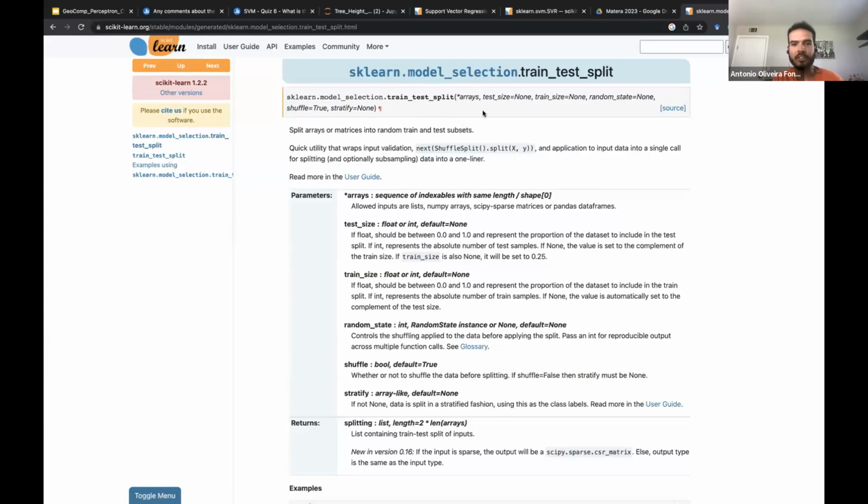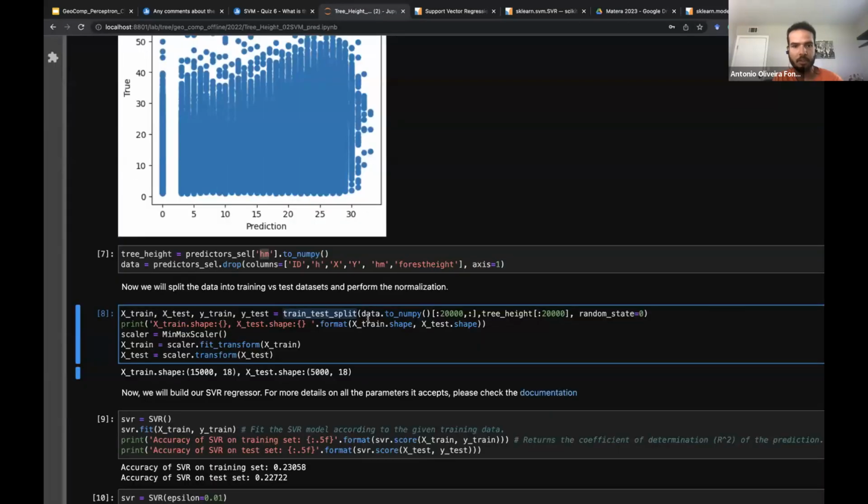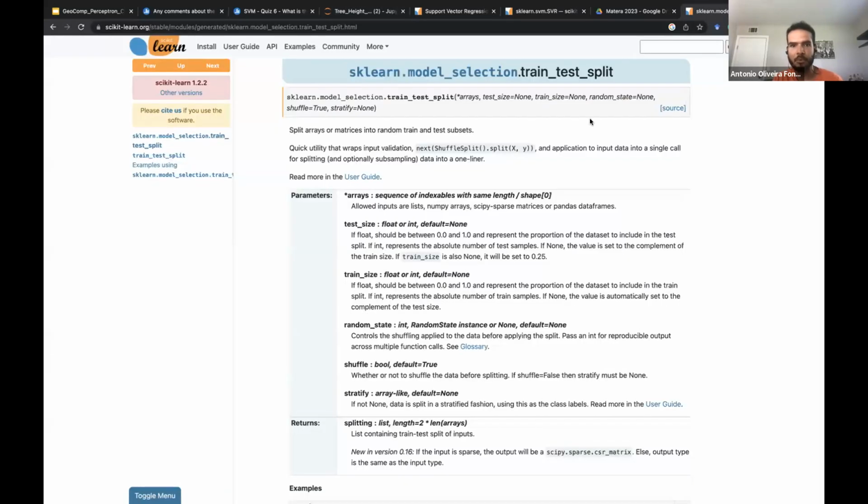So you see there are several other parameters that you can pass to it, right? Right now we're passing just the array data, and we're passing the Y, which is the ground truth label associated with each one of the samples. But you have more parameters that you can give.